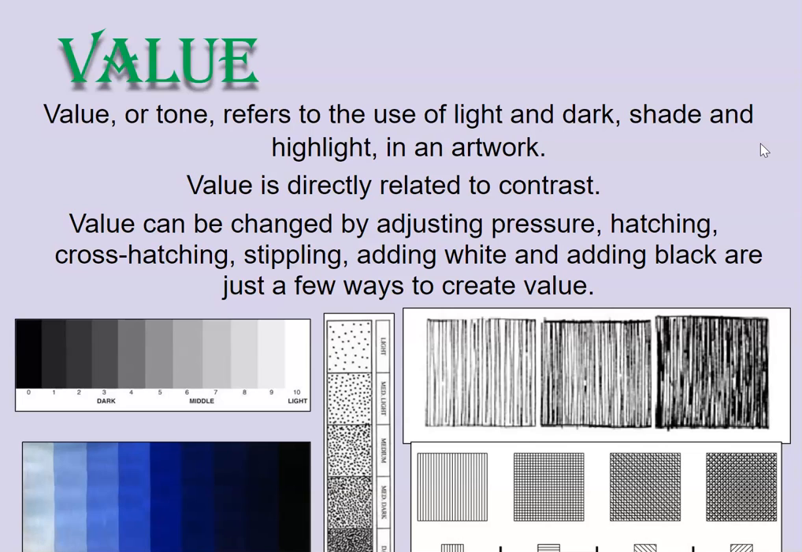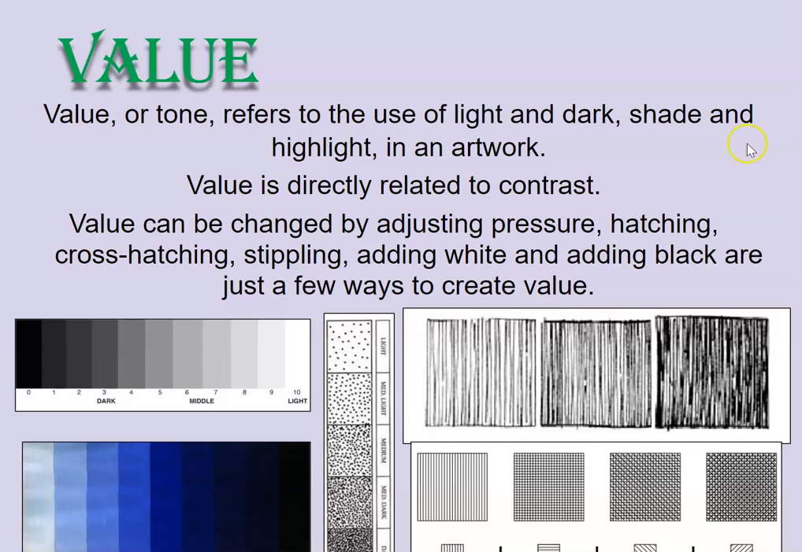Value. Value deals with color and with shading. Value or tone refers to the use of light and dark shades and highlights in an artwork. Value is directly related to contrast. Value can be changed by adjusting pressure, by hatching or cross-hatching, by stippling, or by adding white or by adding black. These are just a few ways in order to create value.